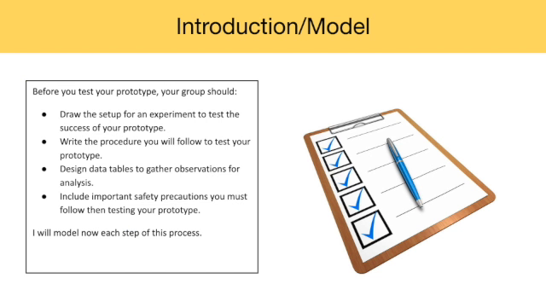In Task 4, students designed an experiment to investigate changes in temperature. Just as they did then, students will now write a procedure for an experiment, design data tables to organize their results, and consider safety precautions. This time, students will be designing an experiment to test the prototypes they build for their designs.